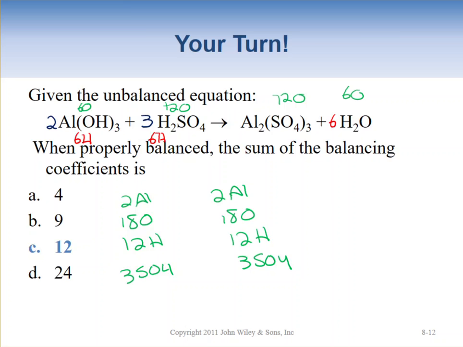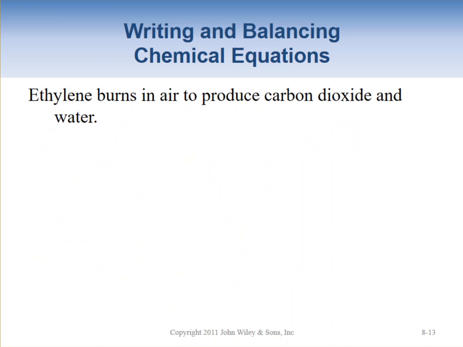Now let's move on to a different type of chemical equation, which are called combustion reactions. So you're looking at a reaction of ethylene. When it burns in air, it produces carbon dioxide and water. So the formula for ethylene is C2H4, burning in air, meaning that it reacts with oxygen and it produces carbon dioxide and water.